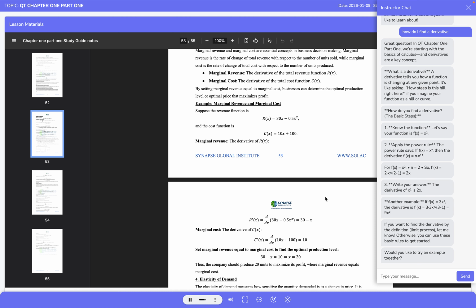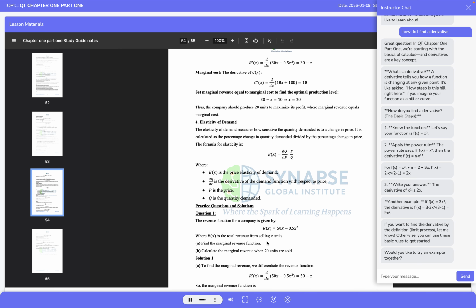Differentiation is also used in analyzing elasticity of demand. Elasticity measures how sensitive quantity demanded is to changes in price. In words, elasticity equals the derivative of quantity with respect to price multiplied by price divided by quantity. This measure helps businesses understand whether demand is elastic or inelastic and guides pricing decisions. We now turn to the practice questions.